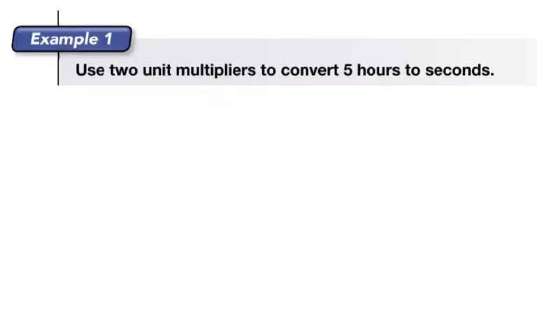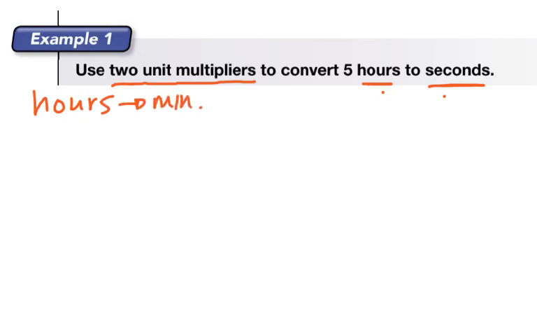Okay, so here is example 1. They want us to use 2 unit multipliers to convert 5 hours to seconds. Well, we know that we can't go straight from hours to seconds. That's why they want us to use 2 unit multipliers to do this. So let's think about what these unit multipliers are going to be. Well, what is in between hours and seconds? Minutes, right? So we're going to have to go from hours to minutes, and then from minutes to seconds.